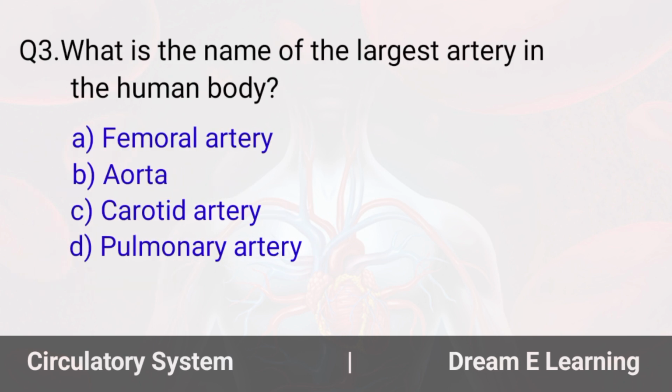Question number 3. What is the name of the largest artery in the human body? The correct option is option B, aorta.